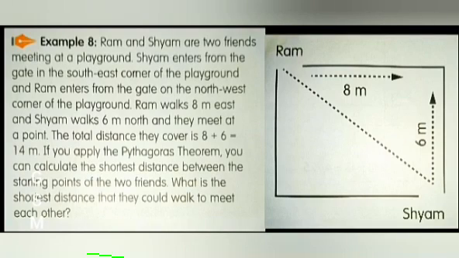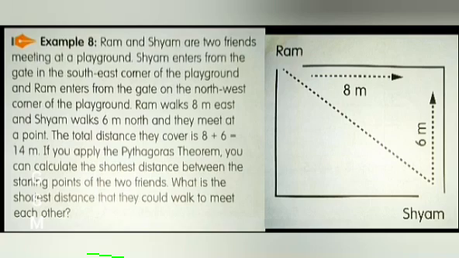Next example, Ram and Shyam are two friends meeting at a playground. Shyam enters from the gate in the southeast corner of the playground and Ram enters from the gate on the northwest corner of the playground. Ram walks 8 meters east and Shyam walks 6 meters north, and they meet at a point. The total distance they cover is 8 plus 6 equal to 14 meters.